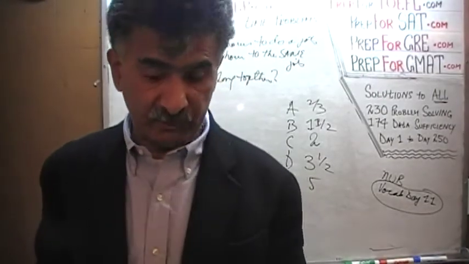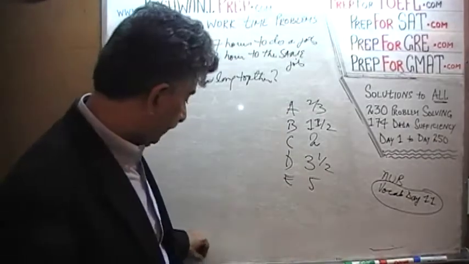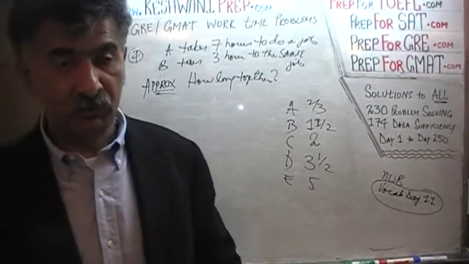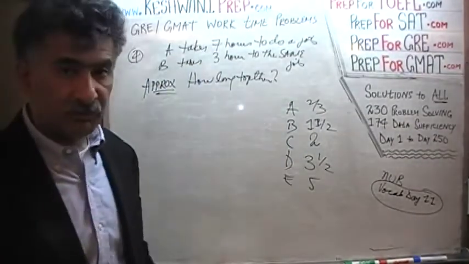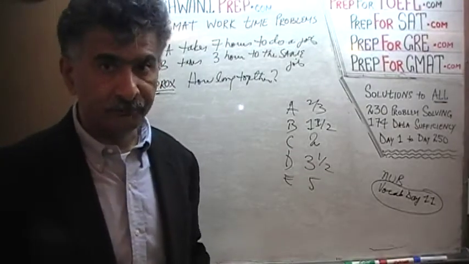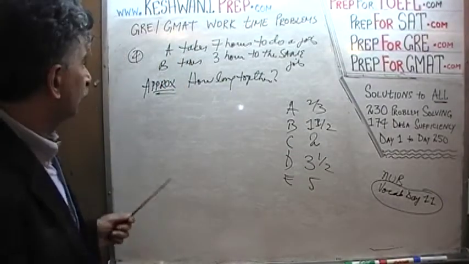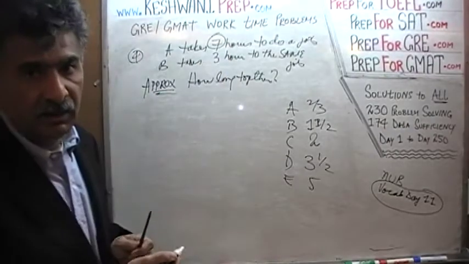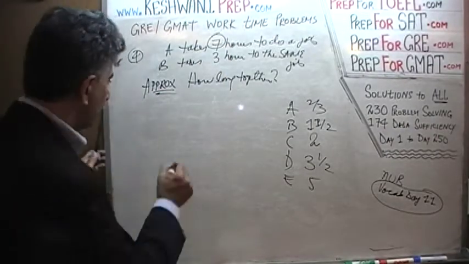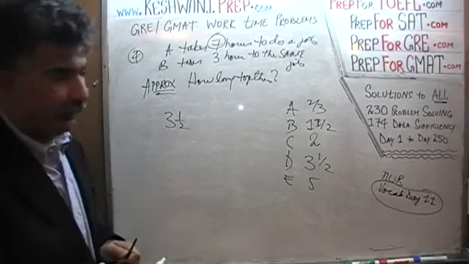If you see the word approximately, that's your cue that the exact answer, if you were to do the exact number, will not match any of these choices. We have to find the one that comes closest to it. Let's just do it. We're taking too long. 7 hours for one guy. If both of them took 7 hours each, they can do the job in 3.5 hours.